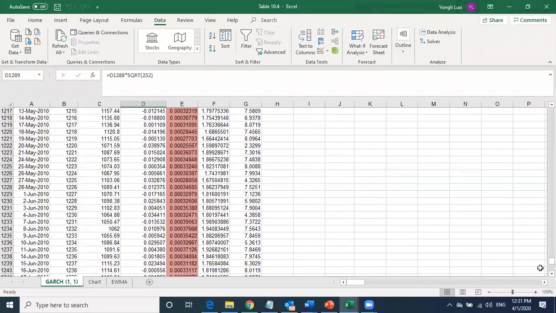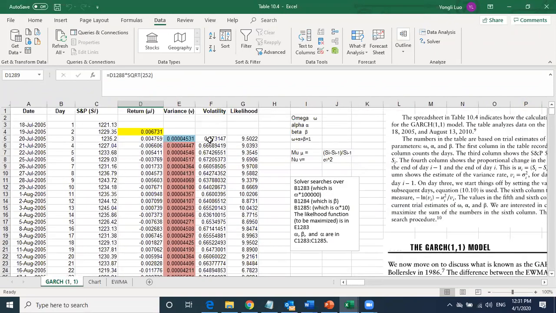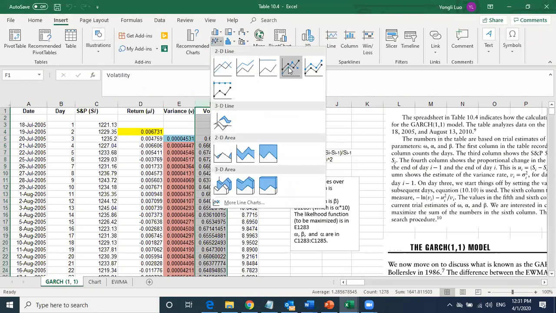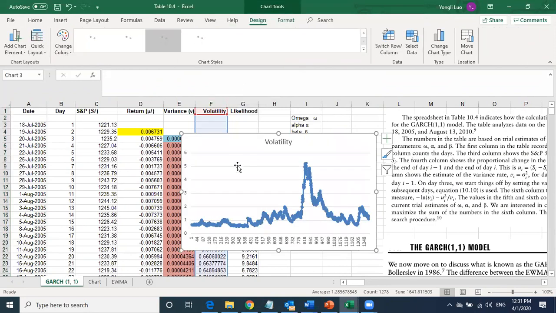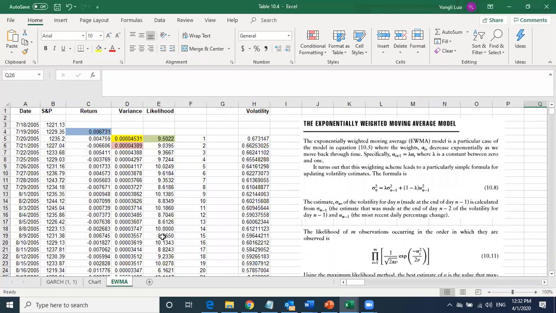So now we finished that GARCH model. When you do that, you can see the volatility. So you select the volatility and insert a graph. So let's say we do this one, whatever. So you can see the volatility. That's the estimated volatility using the GARCH(1,1) model. That's how the picture looks like.